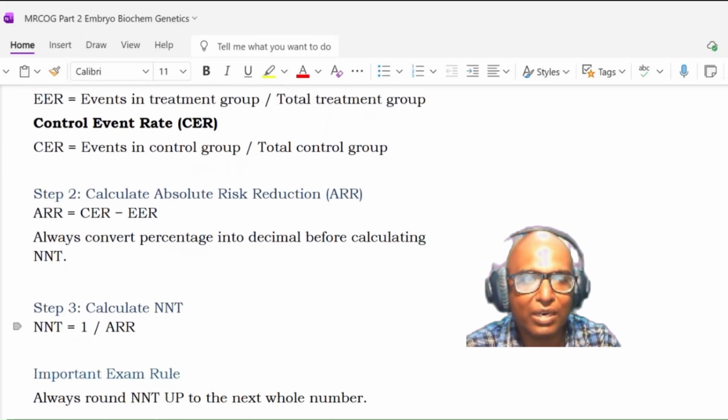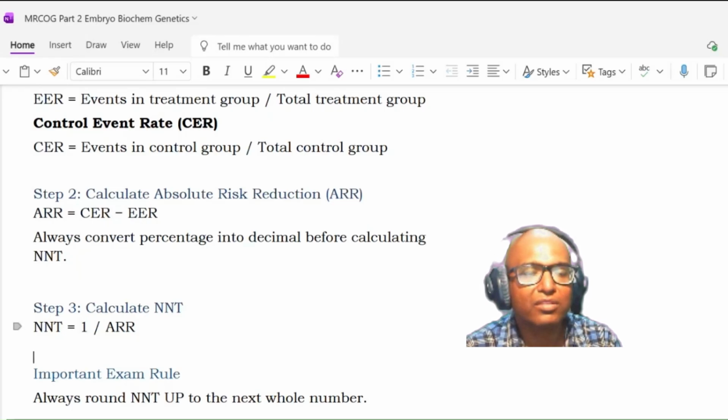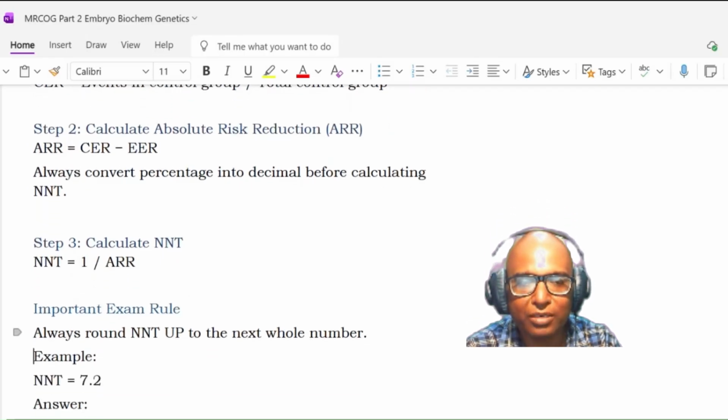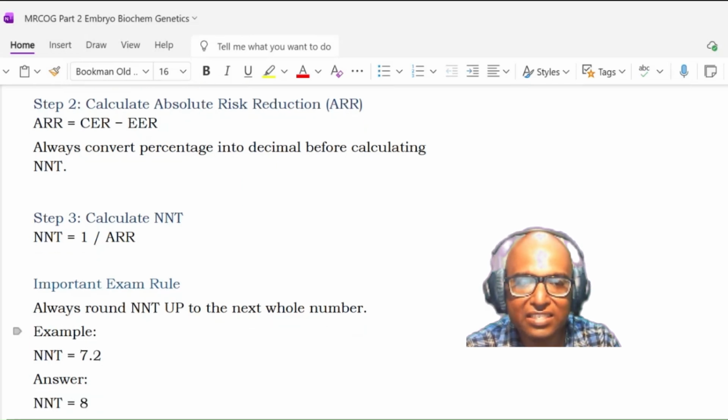So now we will calculate the NNT because we have got an ARR now. Number needed to treat is equal to 1 upon ARR. There is one important rule which you should remember: always round up NNT to the next whole number. Suppose you get an NNT answer of 7.2, you will make it 8. Don't make it 7. That is the number needed to treat.